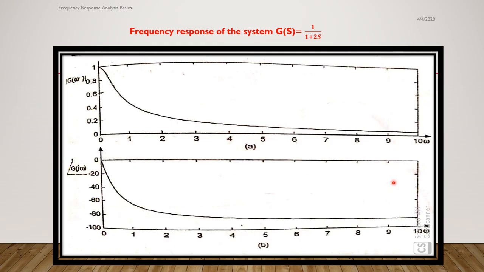The figure shows the frequency response of the system G(s) = 1/(1 + 2s). This is the magnitude plot, magnitude |G(jω)| versus ω, and this is the phase plot. Figure B is the phase plot, figure A is the magnitude plot. The phase plot is the angle of G(jω) versus the frequency of oscillation.